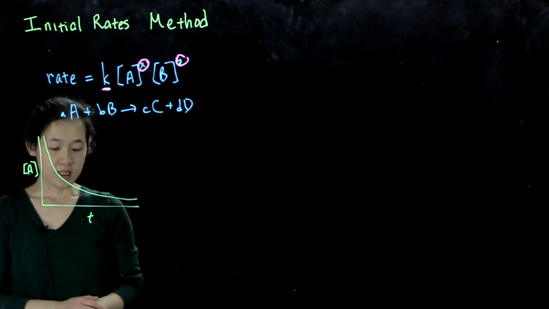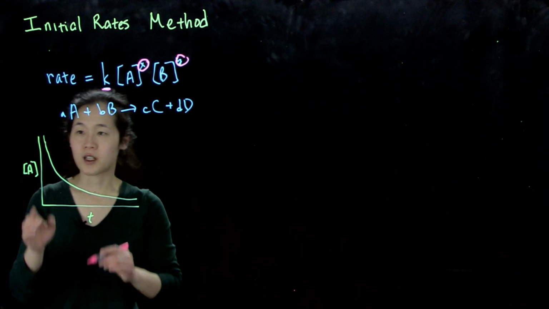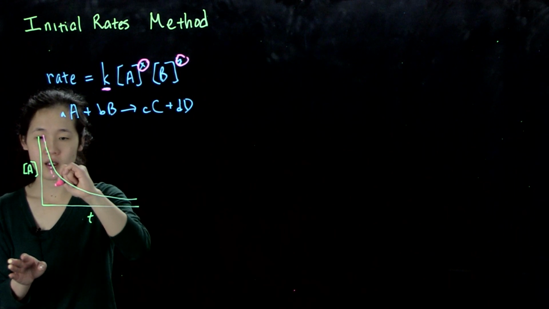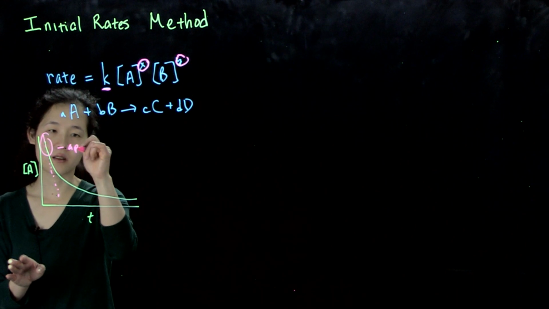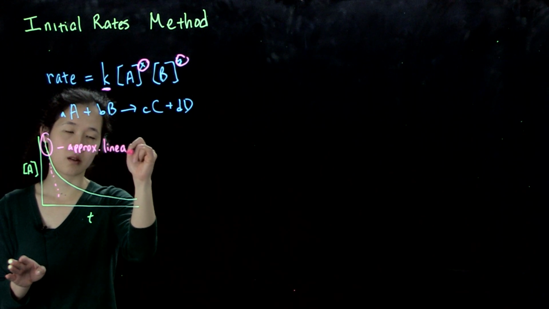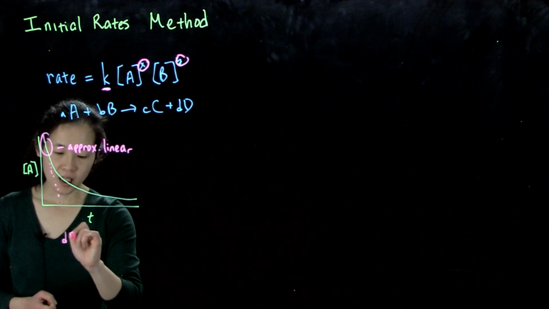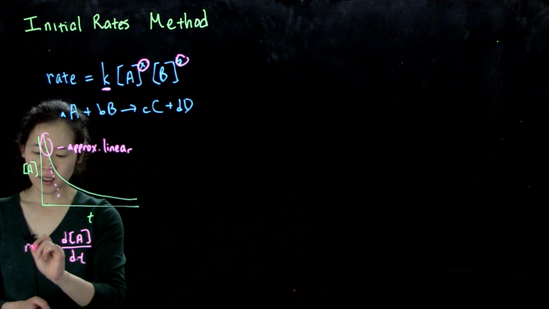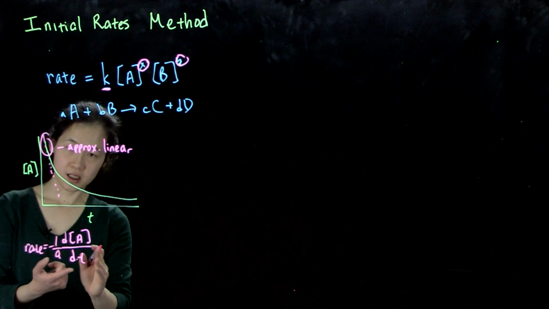What this does is, in this starting regime, when the reaction is first starting, if we follow this plot, this region is approximately linear. So if we want to find dA/dt, remember our reaction rate is going to be equal to -1 over a, times dA/dt.